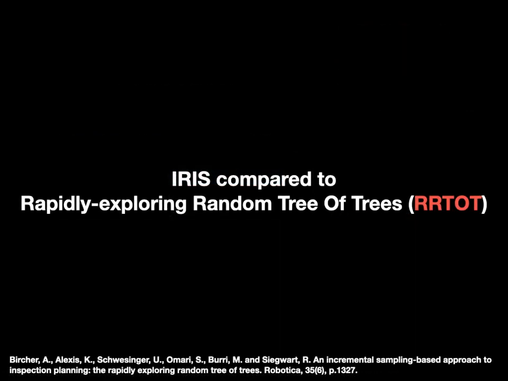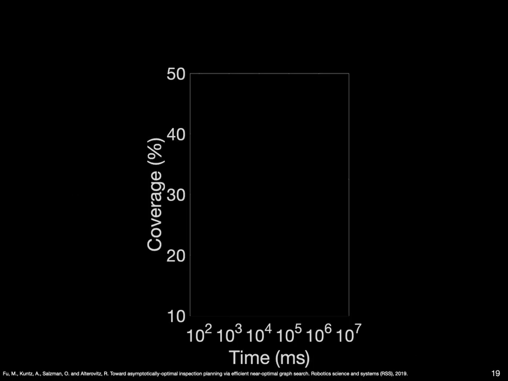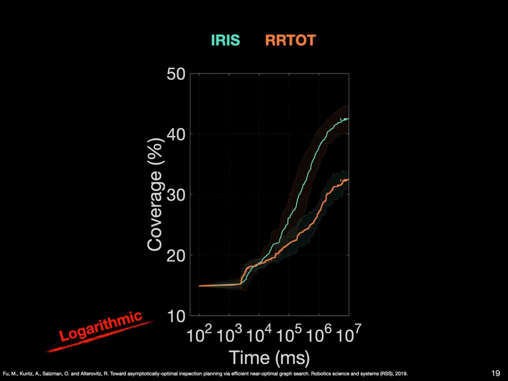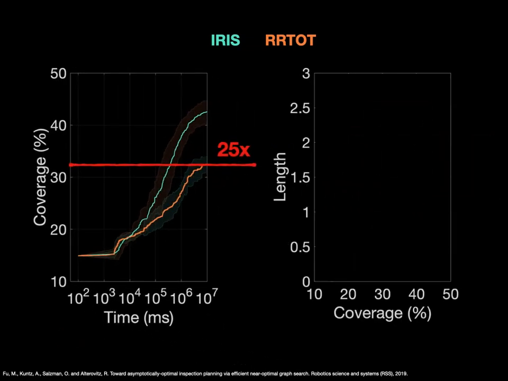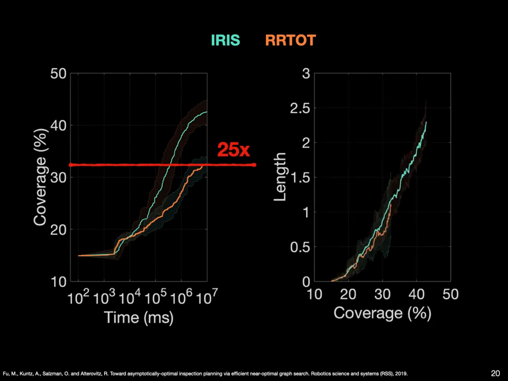The original ARIS was compared in simulation with the previous state-of-the-art method, rapidly exploring random tree of trees, in short RTOT. We first looked at, when given the same computing time, what the inspection coverage is. Here we use a logarithmic time axis. ARIS results in more than 10% better coverage than RTOT. And to get the same coverage, ARIS is more than 25 times faster than RTOT. Also, ARIS produces plans with similar length as RTOT.